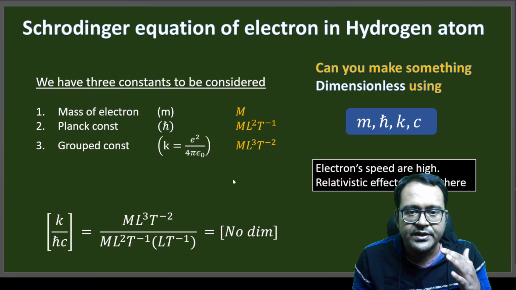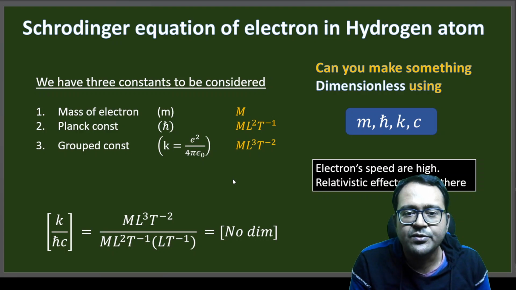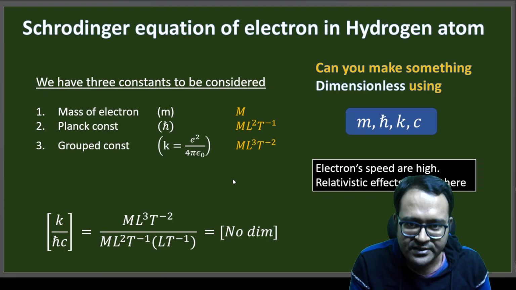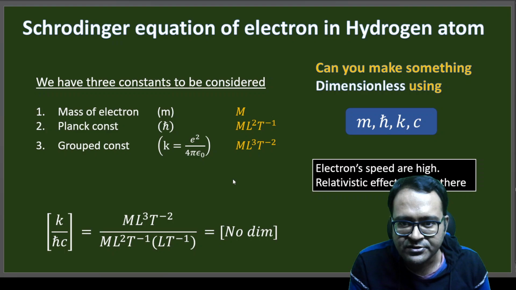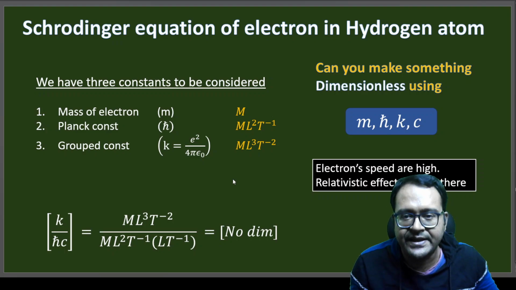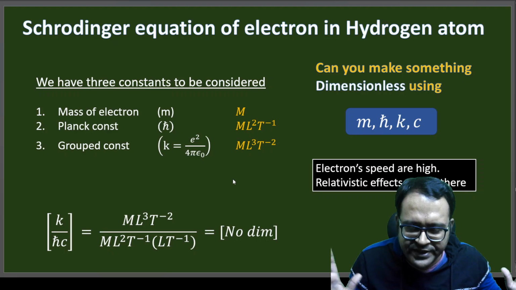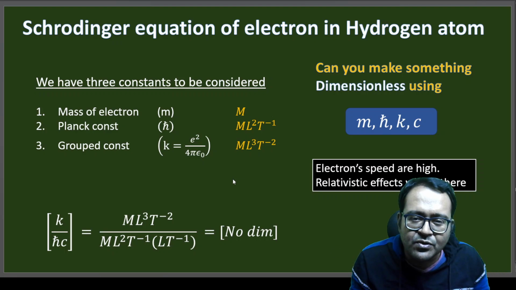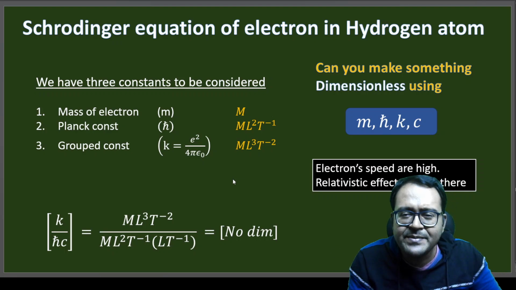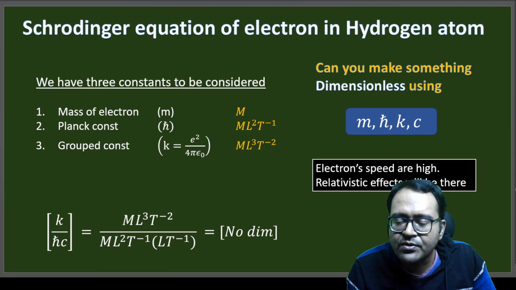So you know your electron, you know your Schrödinger equation, you know that special relativistic effects could be important. So without going to relativistic quantum mechanics, without solving the Dirac equation or the Klein-Gordon equation, I just want to know: is there something dimensionless that can be formed using these four constants?